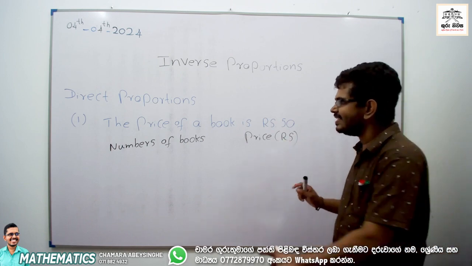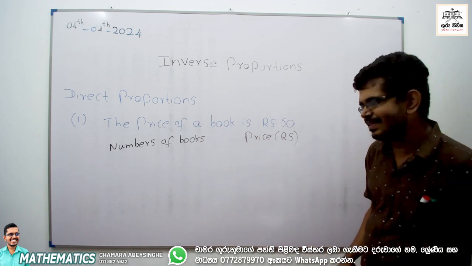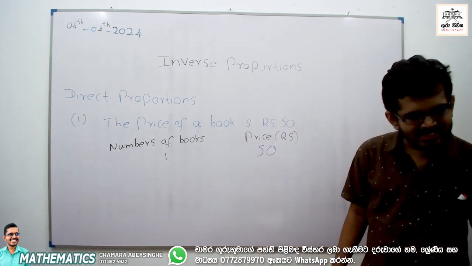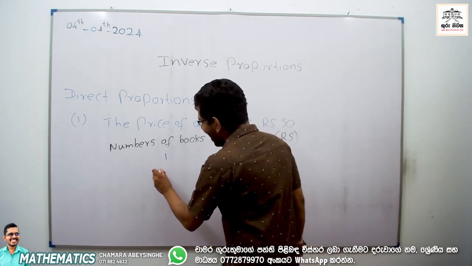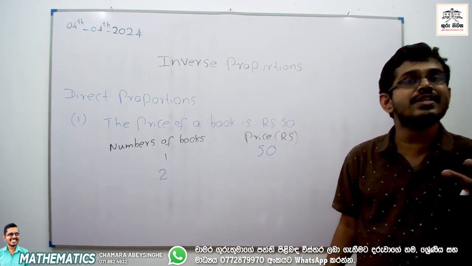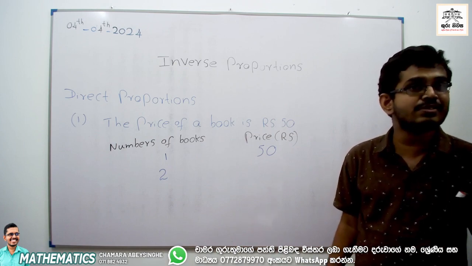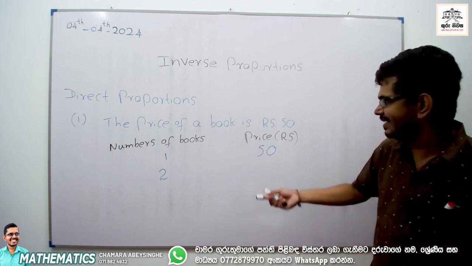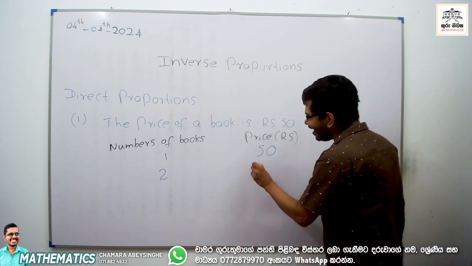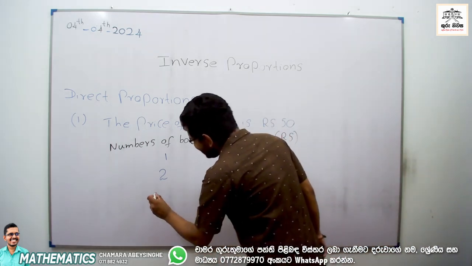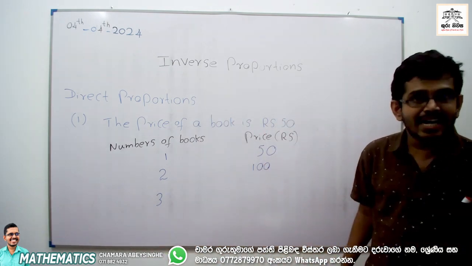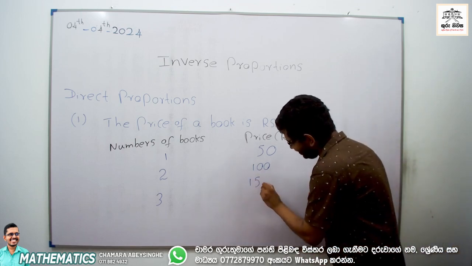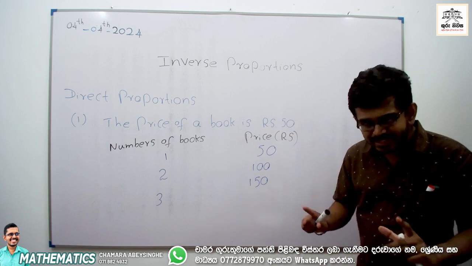Okay, very important. The price of a book is 50 rupees. One book is 50 rupees. I like to ask a very small question. What is the price of two such books? Two such books, how much price? So 100. 50 times 2, 100 rupees. And what is the price of 3 such books? It's 150 rupees. Okay. Now, student, let's see.